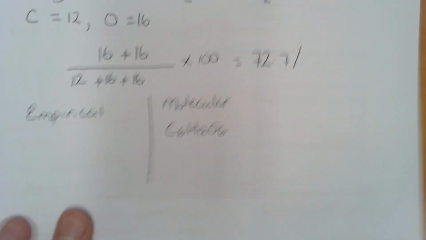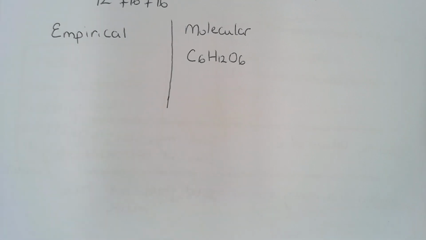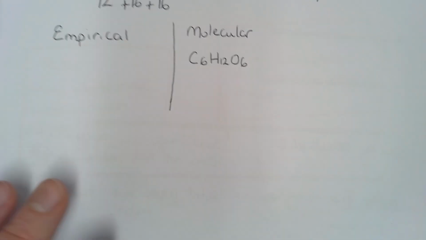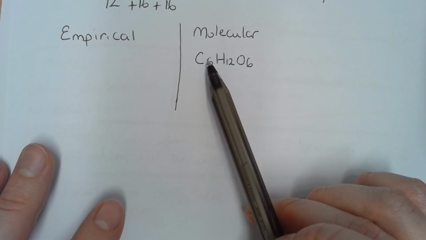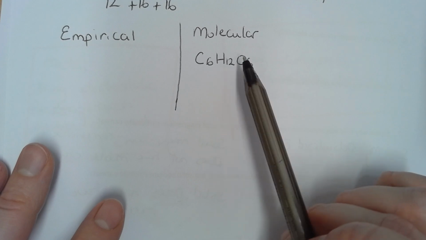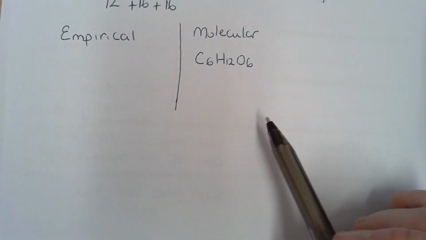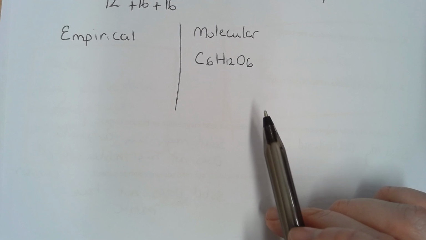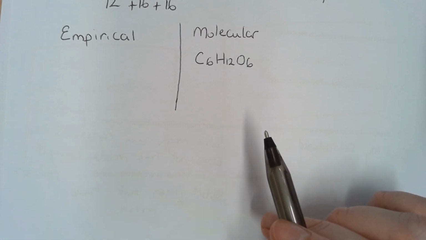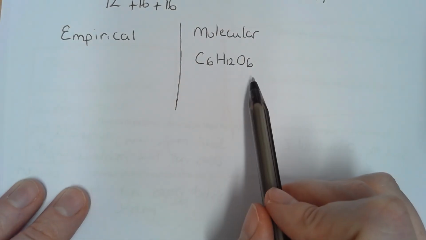Next question is empirical and molecular formula. So 2 types of formula. Molecular formula tells you exactly how many atoms you've got in a molecule. So if I had glucose, there's 6 carbons, 12 hydrogens and 6 oxygens. That's the molecular formula. If I want empirical formula, I need to simplify this ratio.